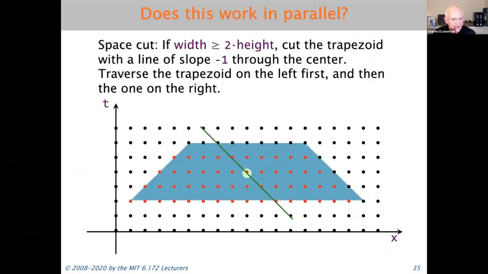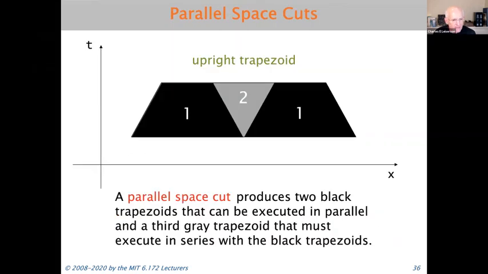And the idea there was an old slide. A parallel space cut, you can do as a V cut out of the trapezoid. It produces two black trapezoids that can be executed in parallel, and a third gray trapezoid that must execute in series after the black trapezoids.